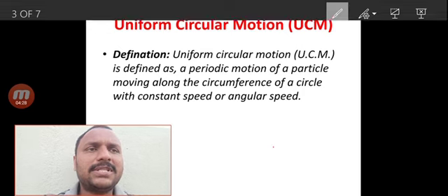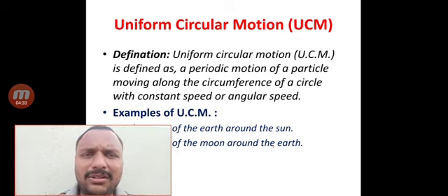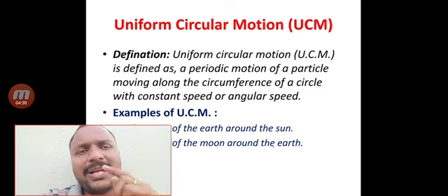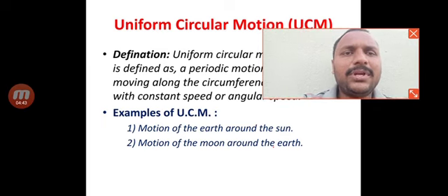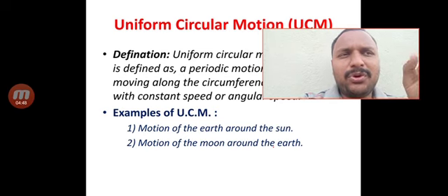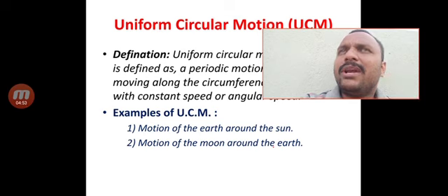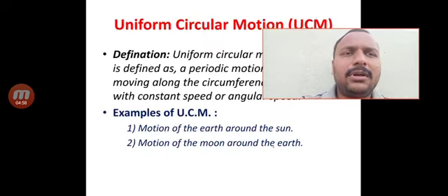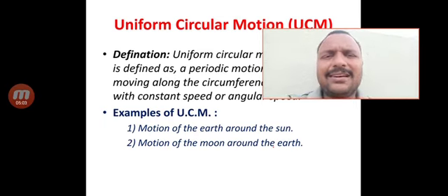The first example is the earth revolving around the sun. Actually the earth revolves in an elliptical path, but we can consider an arc of this path as circular motion, so we can take this example. Then the motion of the moon around the earth. We know this motion is periodic and its speed is constant. It takes around 28 days. Actually the earth revolving around the sun is not a perfect example, but we can take it up to some extent.